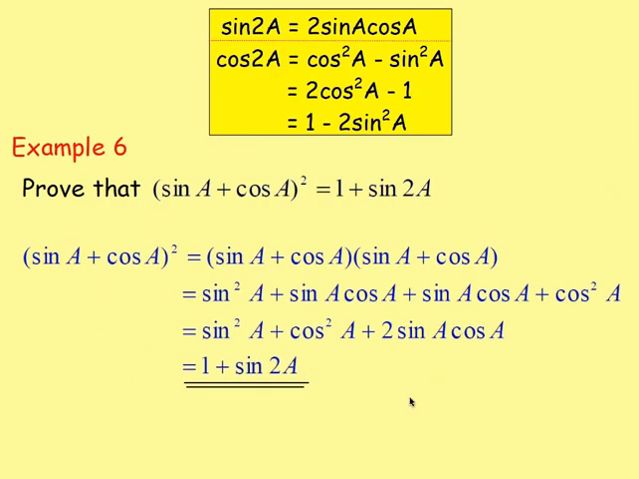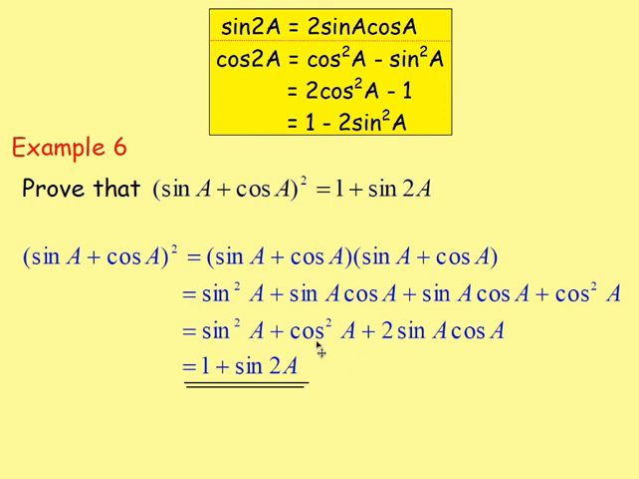Example 6, prove that sine A plus cos A all squared equals this. Again, one of the questions that comes up a lot asks you to prove something. Don't just start off writing this out and then writing a load of nonsense. Start with the left-hand side, and you know that this is your answer, so that is what you want to get down to. So sine A plus cos A all squared is sine A plus cos A times sine A plus cos A. Multiply that out the way you multiply out your double brackets, the way you normally do and have been doing for years. Simplify that.